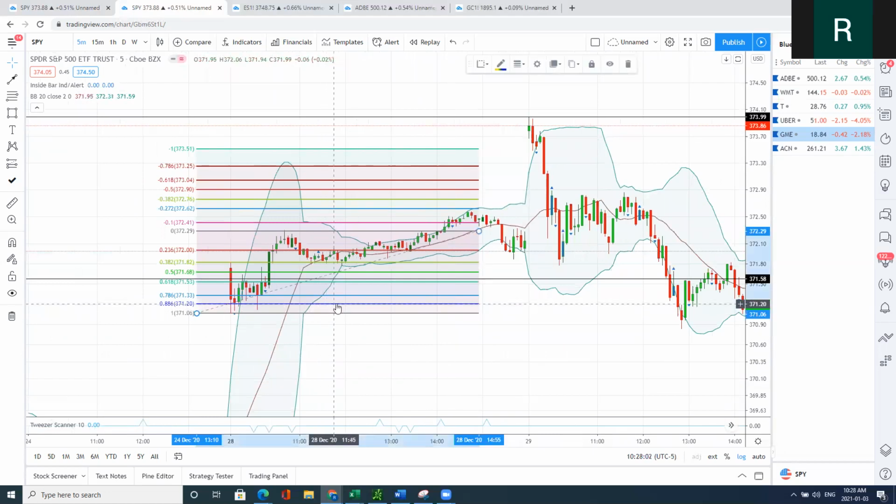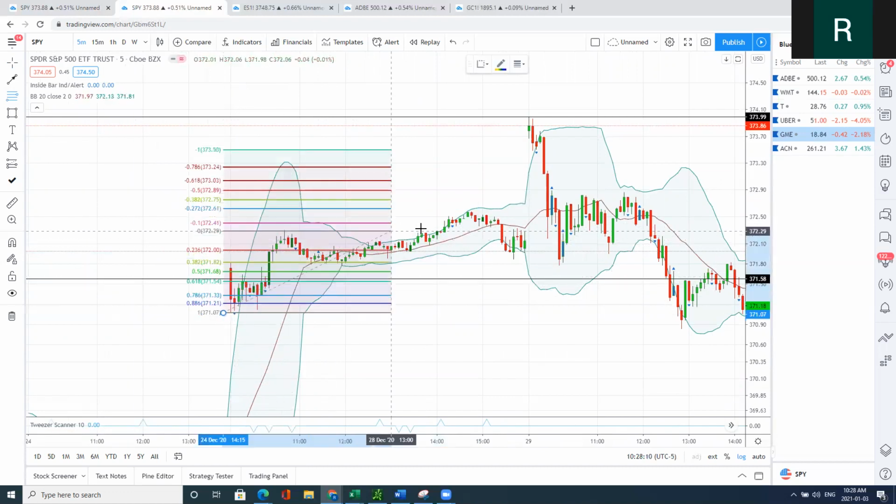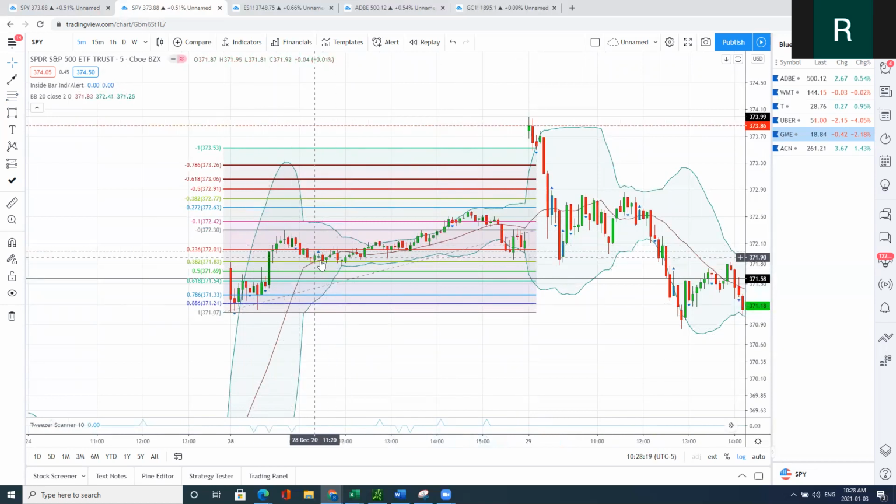So here's another example where we have this initial push in the morning, right? So we take the Fibonacci from the low to the high. We pull it all the way across so we can see, right? And then we come to the 382, and then we make a double bottom, and then we push into new highs.